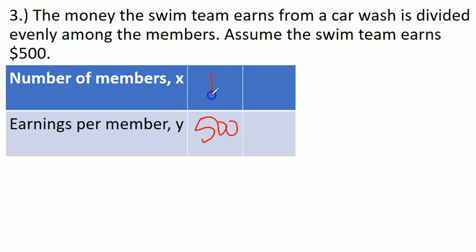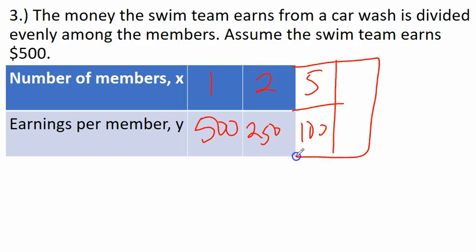What if there is only one member? That one member, we get the whole of 500. What if there are two members? How much would each get? Each member, because it said divided evenly. So each member will get 250. Okay. What if there are 5 members? How much would each get? Divide them. 500 divided by 5 is 100.